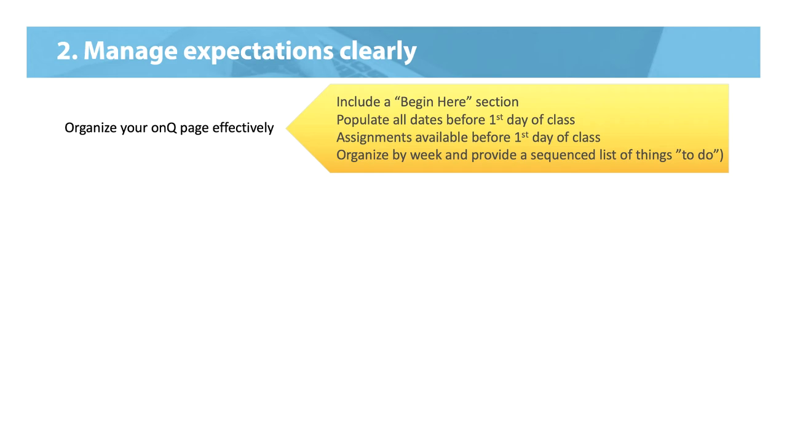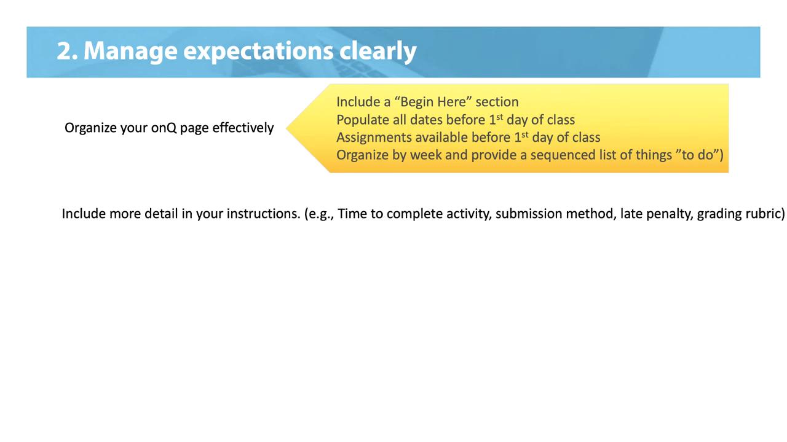Organize everything by week. Provide a sequenced list of things to do. This is really important so that if they're in week two of the semester, they know immediately when they reach every single course to look for the content piece called week two, go in there, and see the list of things to do that's sequenced. When should I watch my videos? When should I go for a synchronous interaction? Everything is listed there. Again, one-stop shopping.